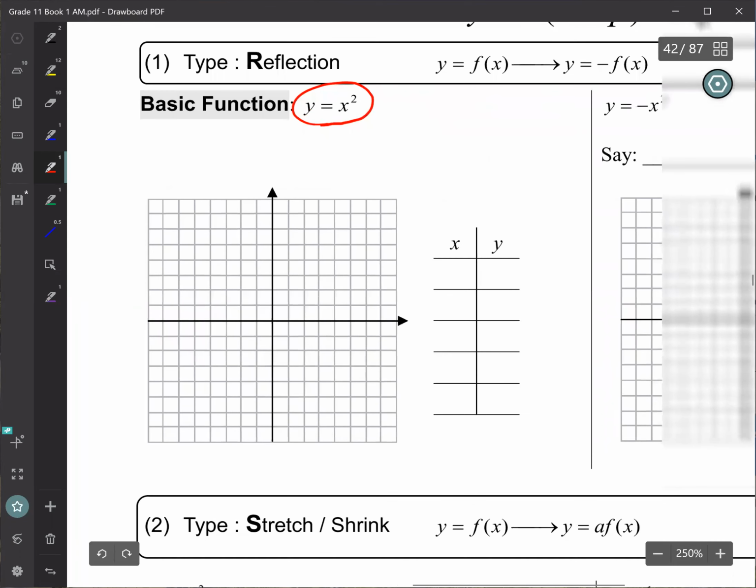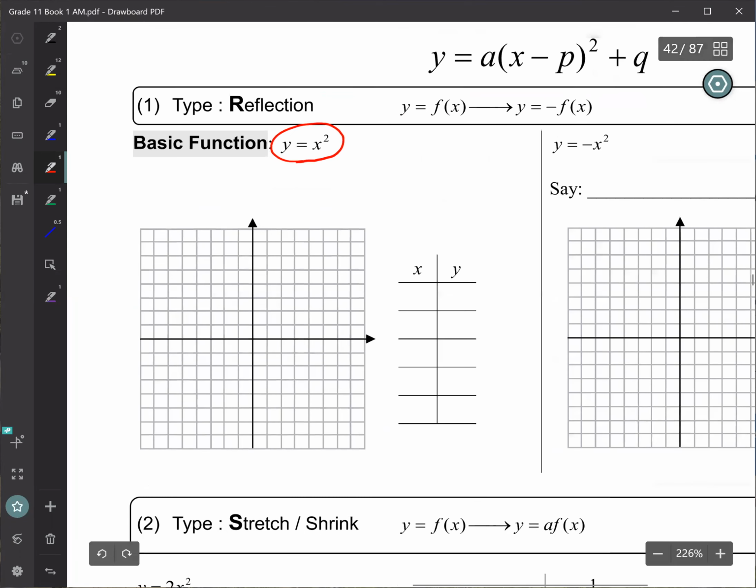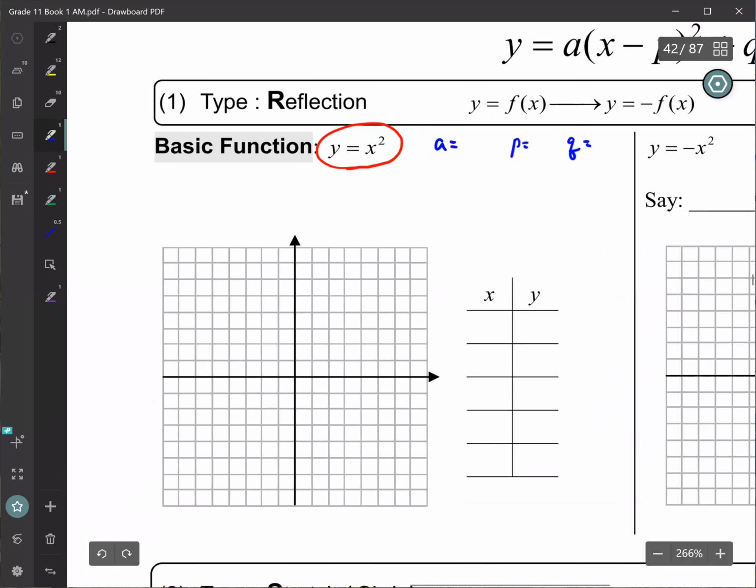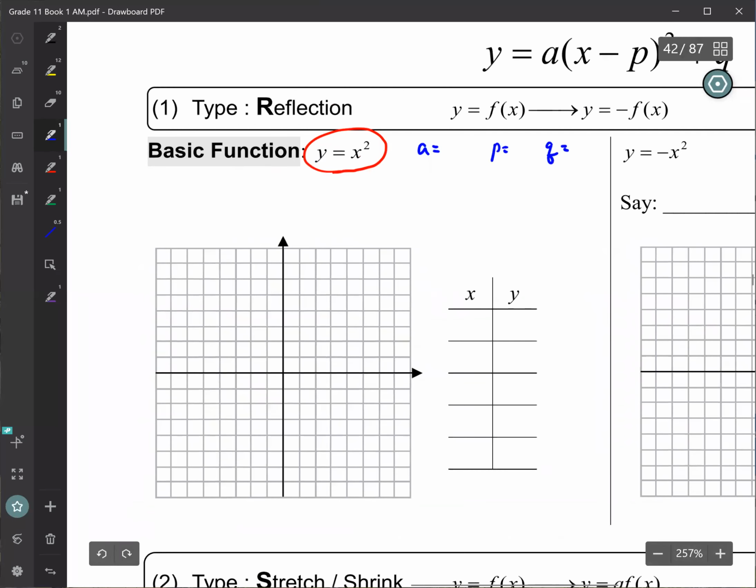Because for this one, if we compare, if we try to tell the APQ, what do you think the APQ is? Let's write it on the side, okay? APQ. Okay, so what's the value of A? Aaron? 1. Yeah, 1, right? There's no number in front, right? No number in front means an invisible one, okay?